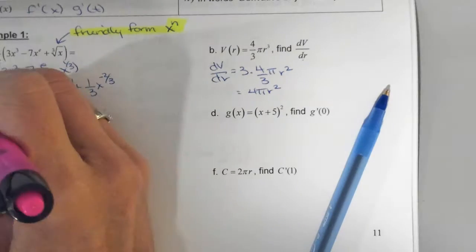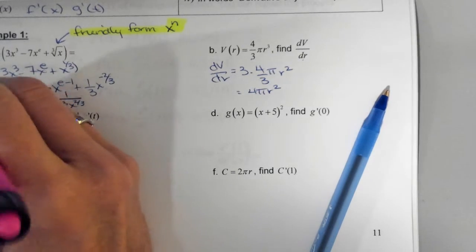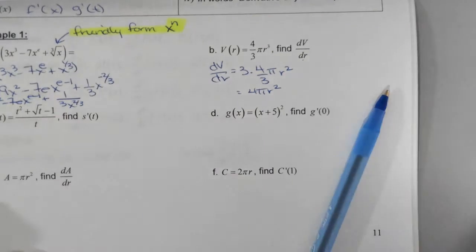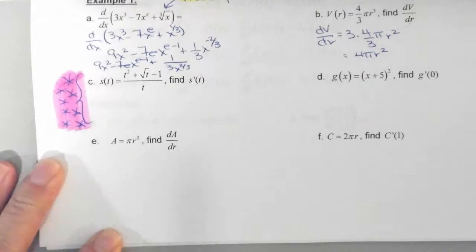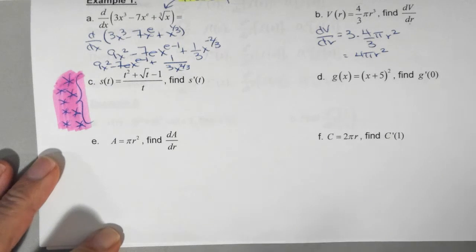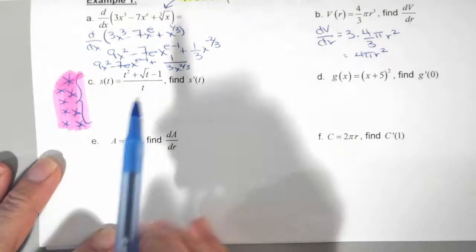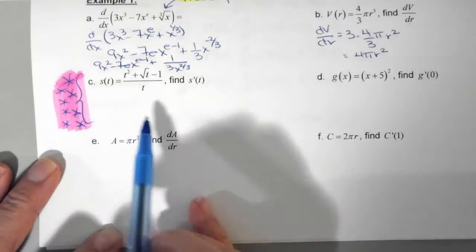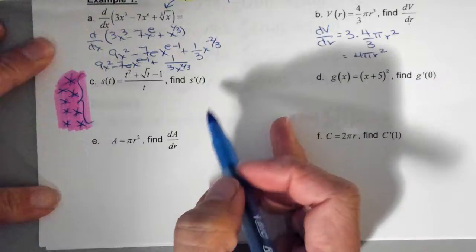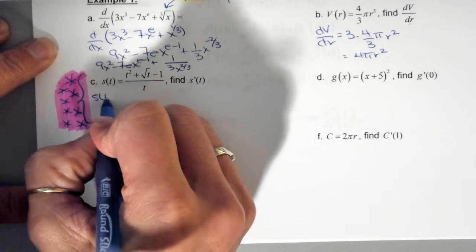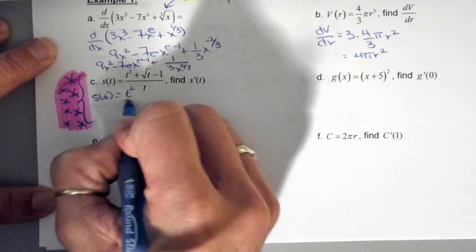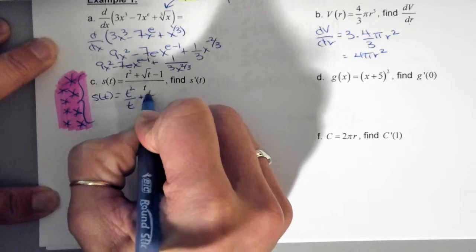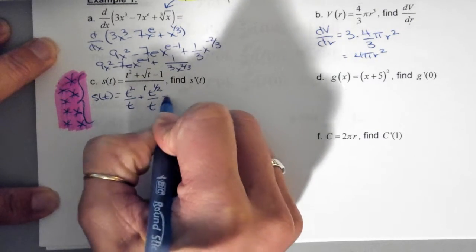Okay, in this next problem, you need to understand conceptually what is happening. For many of us, we have not learned the quotient rule yet. In order for me to take the derivative of s with respect to t, I've got to deal with this fraction. So if I'm going to write this in friendly form, s of t is equal to t squared over t plus t to the 1/2 over t minus 1 over t.